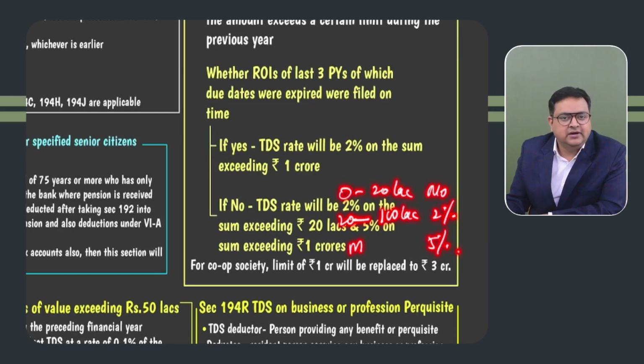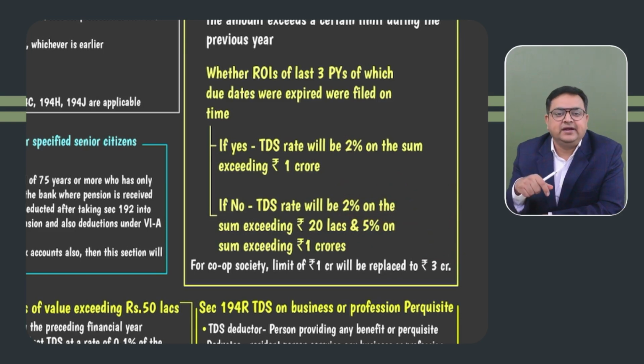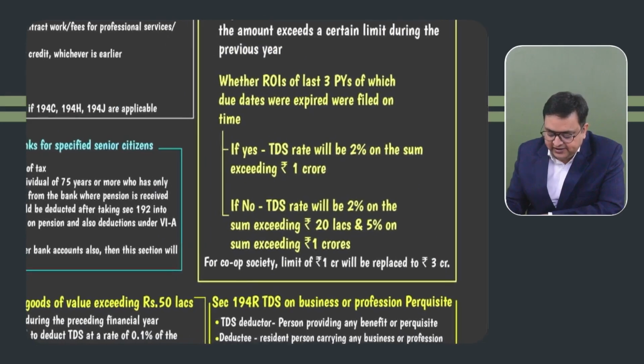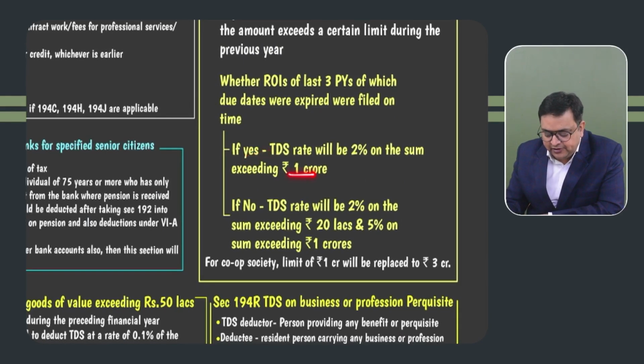Got it? And there is a little important amendment also. In case the person who is withdrawing, the person who has a bank account, is a cooperative society, and they are withdrawing cash, then the 1 crore limit would be replaced by a 3 crore limit. So if the cooperative society is filing their return on time, 1 crore would be replaced by 3 crores. So up to 3 crores, no TDS, in excess of 3 crores, 2% TDS. If this cooperative society is not filing their return on time, 0 to 20 lakh, no TDS, 20 lakh to 3 crores, 2%, more than 3 crores, 5%. Got it?